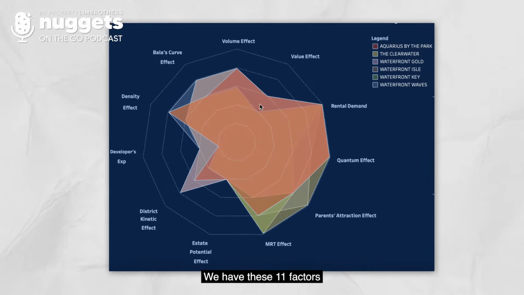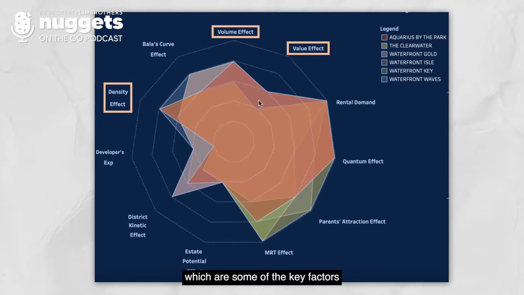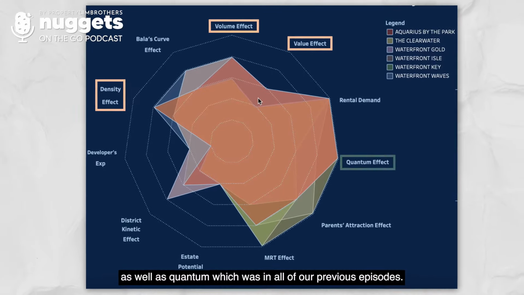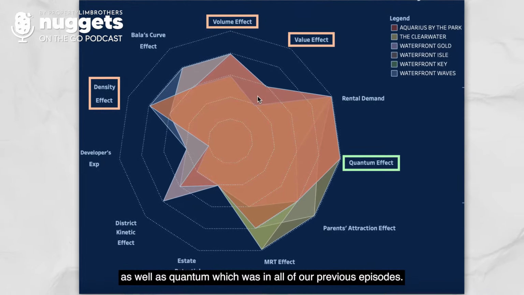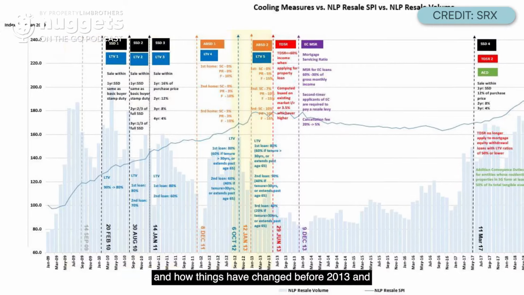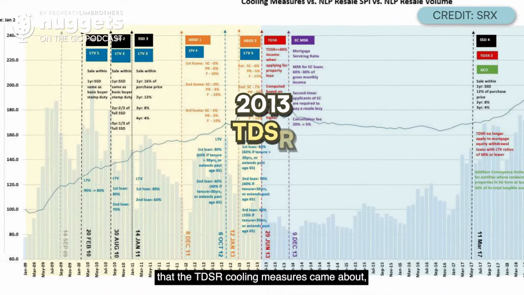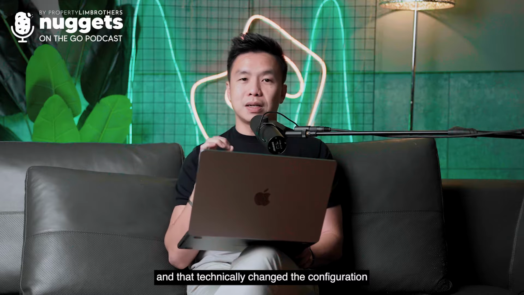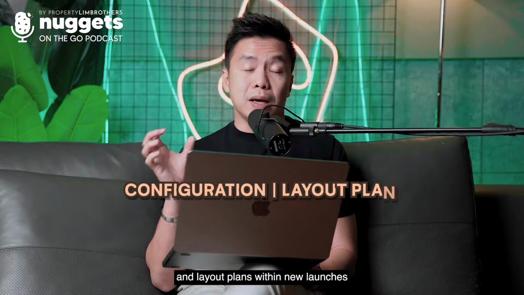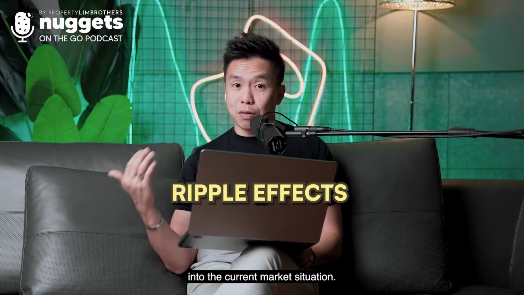We have these 11 factors that include volume, value, density, which are some of the key factors that we talked about last week, as well as quantum, which was in all of our previous episodes when we talked about the quantum effect and how things have changed before 2013 and after 2013, which is precisely the year that the TDSR cooling measure came about, and that technically changed the configuration and layout plans within new launches, which then brought on a lot of ripple effects into the current market situation.